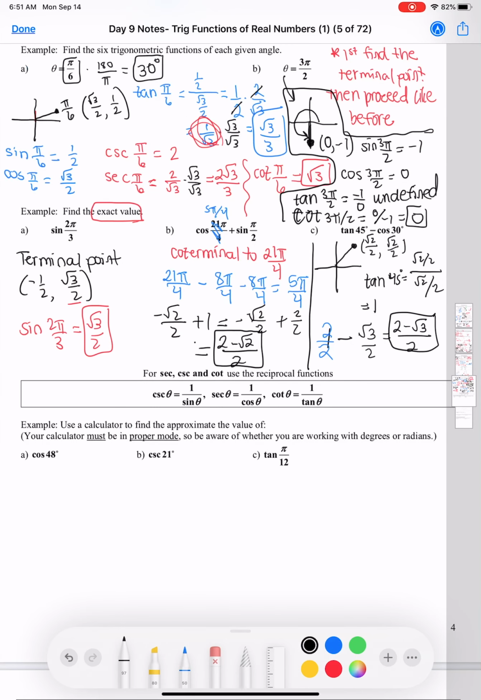Okay, so we're actually going to use the calculator to approximate these values. And guys, this is just kind of a little recap. We've been working with that up to this point. Okay, so we're going to use our calculators to estimate these.